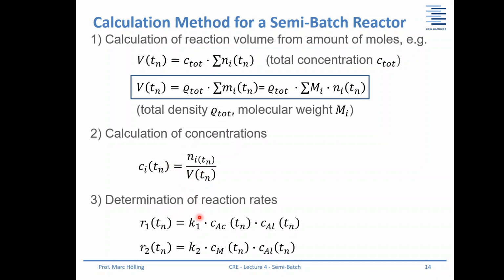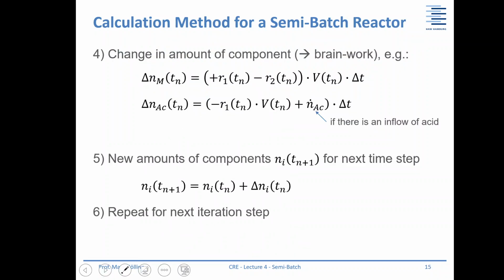If you know the concentrations, then you can go for the reaction rates. And here we have two reaction rates, one for the wanted reaction, this is the production of the monoester, and the second reaction rate is needed for the production of the diester. Okay, then you have to calculate your change in amount of the component, and basically this is the brain work. Here you have to think a little bit. For example, for your monoester, you have to take into account that it is produced by the first reaction, but it is consumed by the second reaction. Then you have to multiply it by your volume and your delta T.